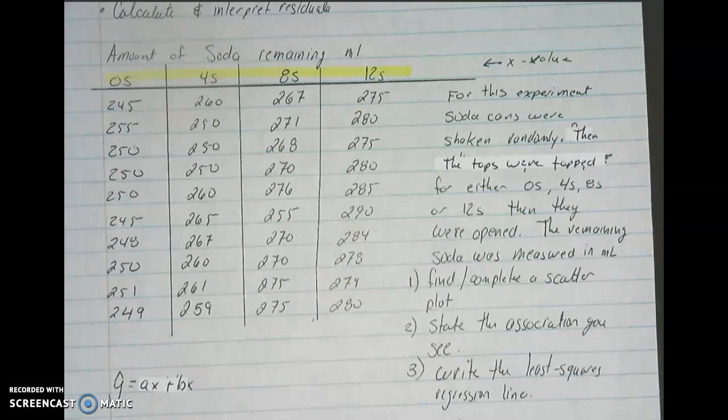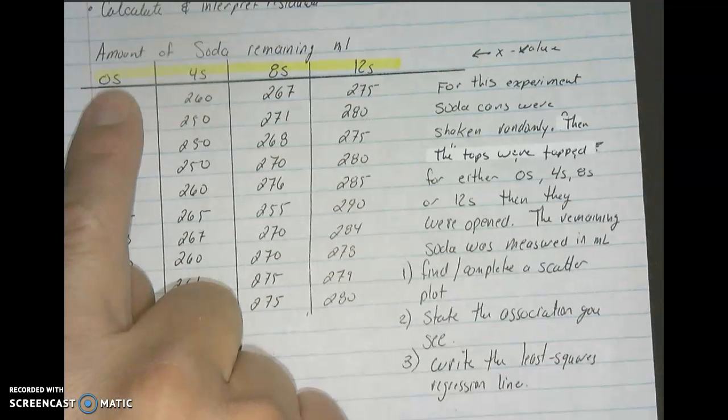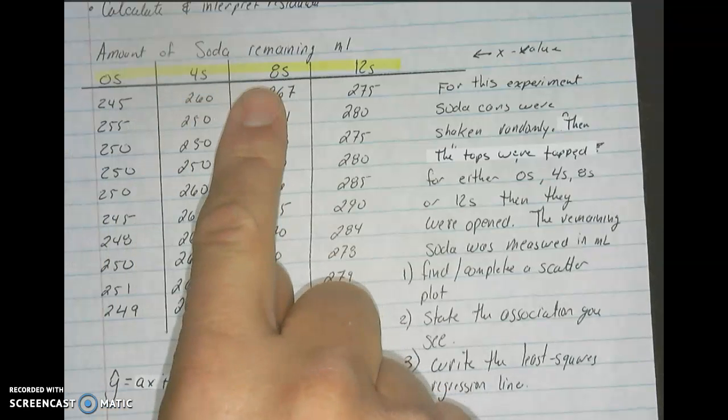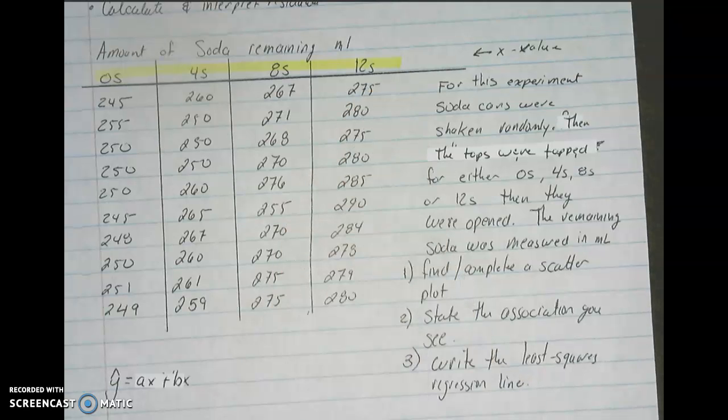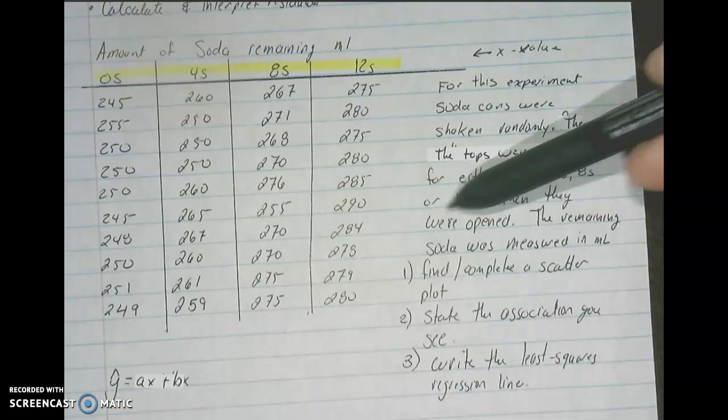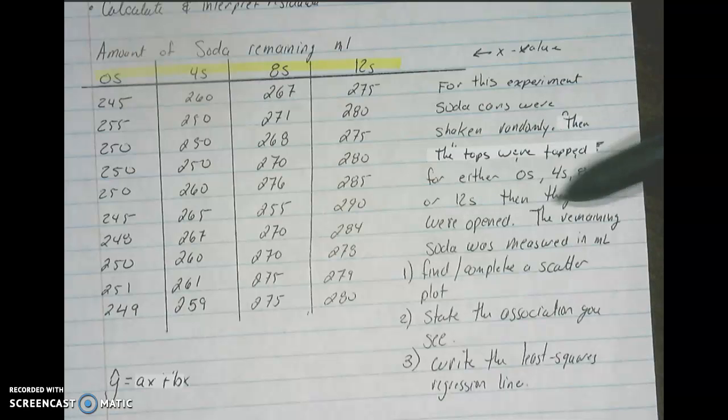Okay, so there's an experiment done where cans were shaken randomly. And then the tops were placed on a countertop, and then the tops were either tapped for 0 seconds, 4 seconds, 8 seconds, or 12 seconds. So here, let me pause it real quick. What they did is they shook up the cans, and then they tapped the tops for 0, 4, 8, or 12 seconds. Then they were opened. Then the remaining soda was measured in milliliters.